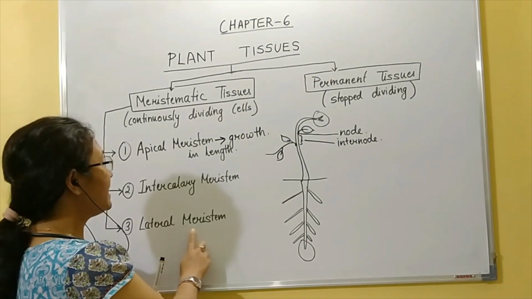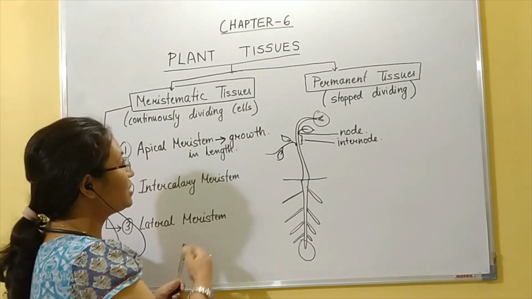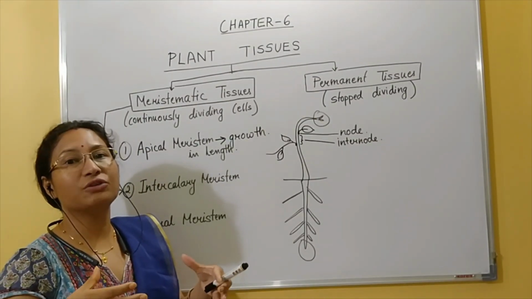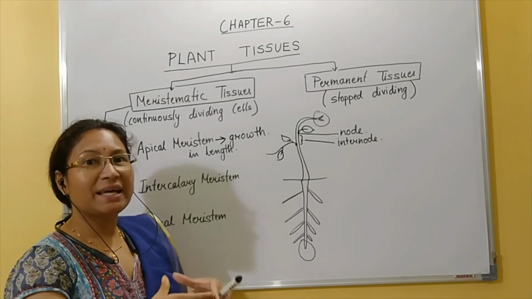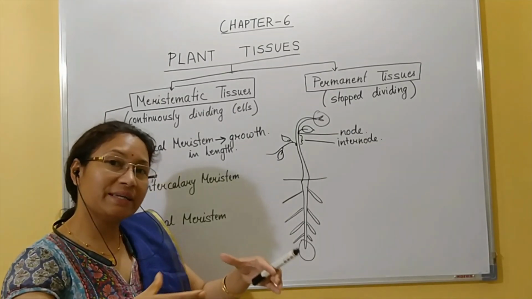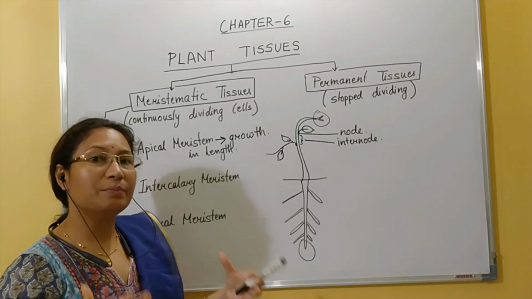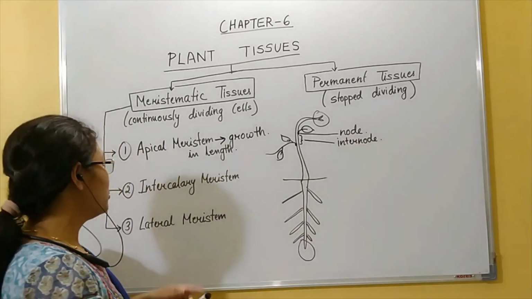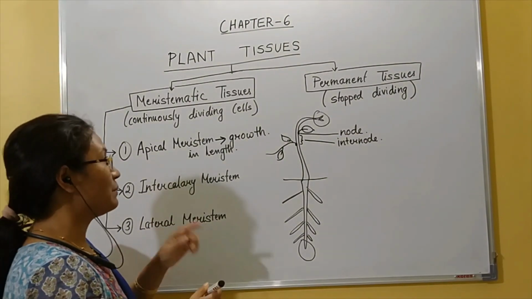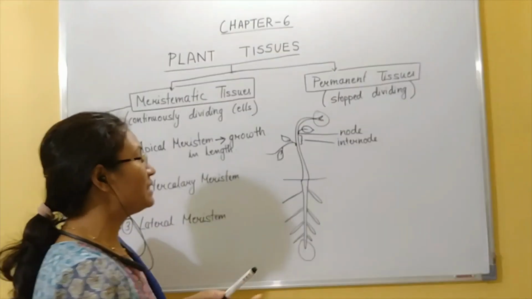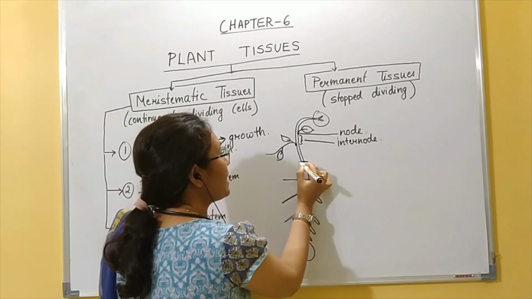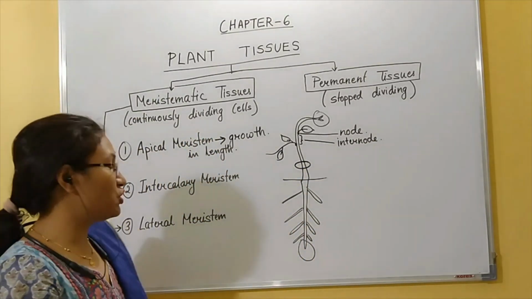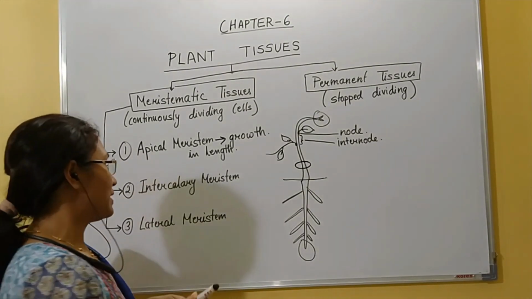Now the next is the lateral meristem. Lateral meristem helps in increasing the girth of the plant. The girth means the thickness of the stem or the thickness of the trunk, even the branches; that thickness will increase due to the action of the lateral meristem. And where is the lateral meristem present? It is present in the stem region, in the lateral sides of the stem region.